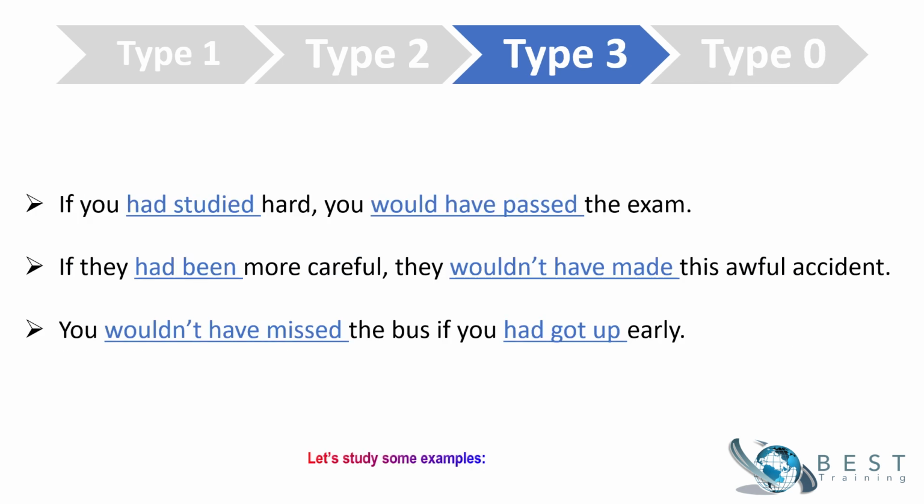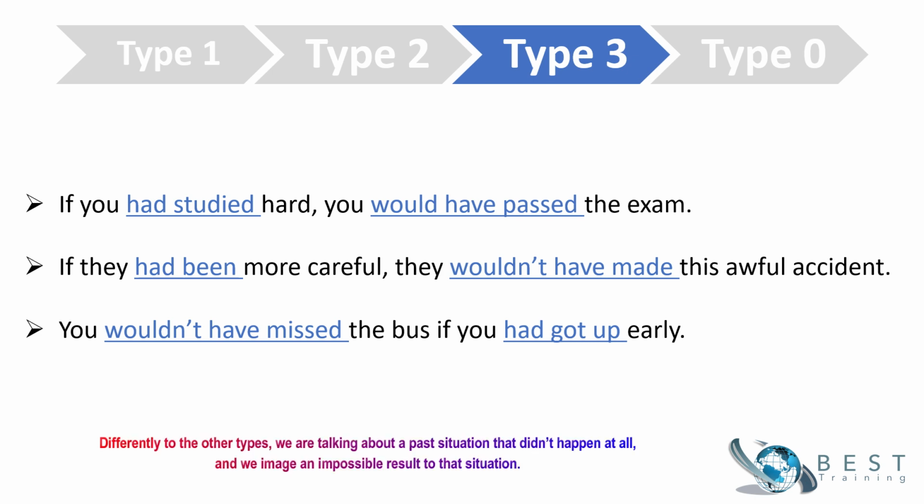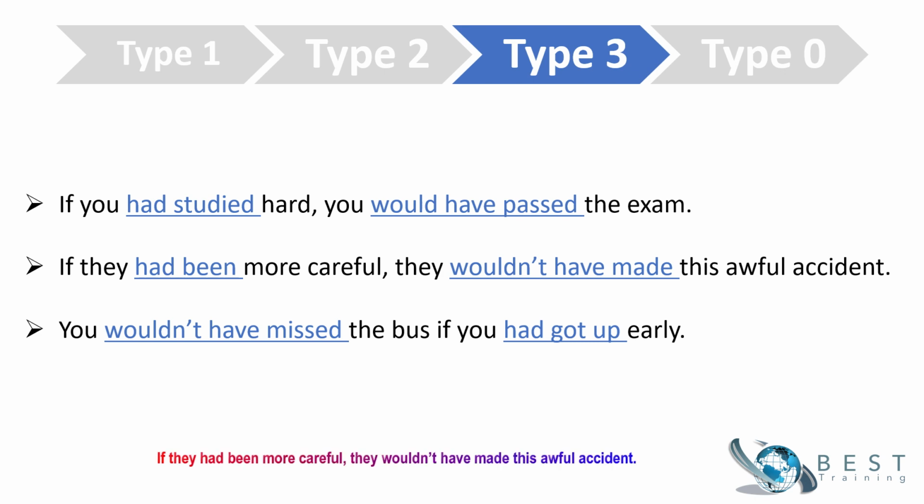Let's study some examples. If you had studied hard, you would have passed the exam. Differently to the other types, we are talking about a past situation that didn't happen at all, and we imagine an impossible result to that situation. If they had been more careful, they wouldn't have made this awful accident. We conclude through this sentence that they weren't careful, and now they are in trouble.